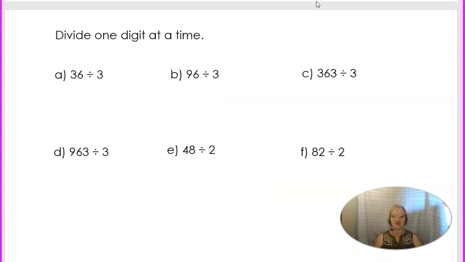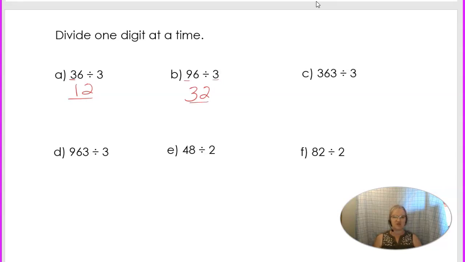Okay, let's try these ones, dividing one digit at a time. 36 divided by 3. Let's start with the tens. 3 divided by 3 is 1. 6 divided by 3 is 2. So our answer is 12. In B, we've got 9 divided by 3 is 3. And 6 divided by 3 is 2. So 32 is our answer.